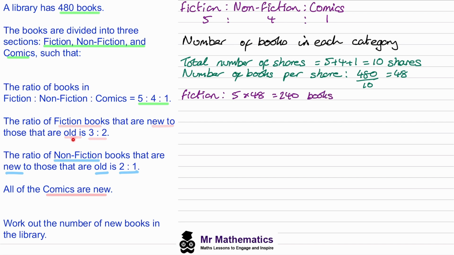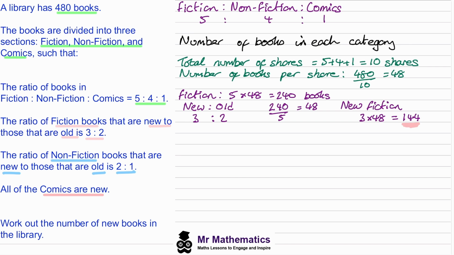And we're told here that for every 3 new books, there are 2 old. So I'll write this as a ratio. So now we need to split this 240 by these 5 shares. And this will give us 48 books per share. So the total number of new books will be this 48 multiplied by the 3. And this will give us 144 new fiction books.